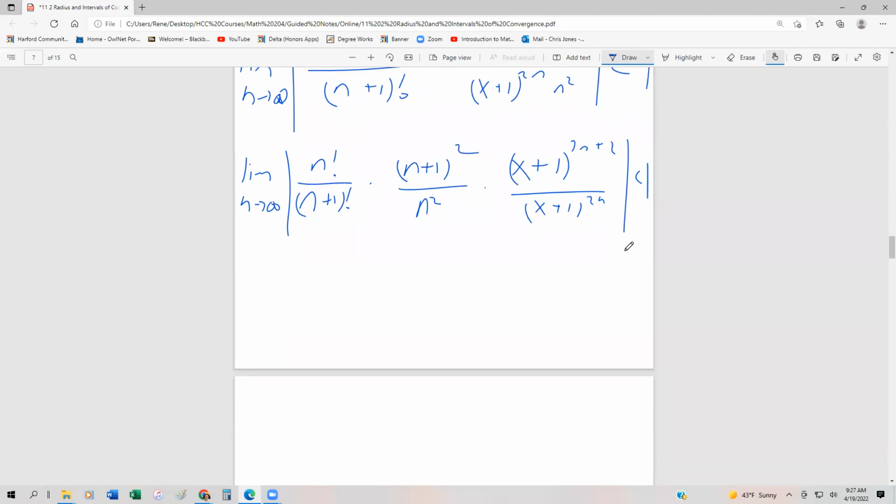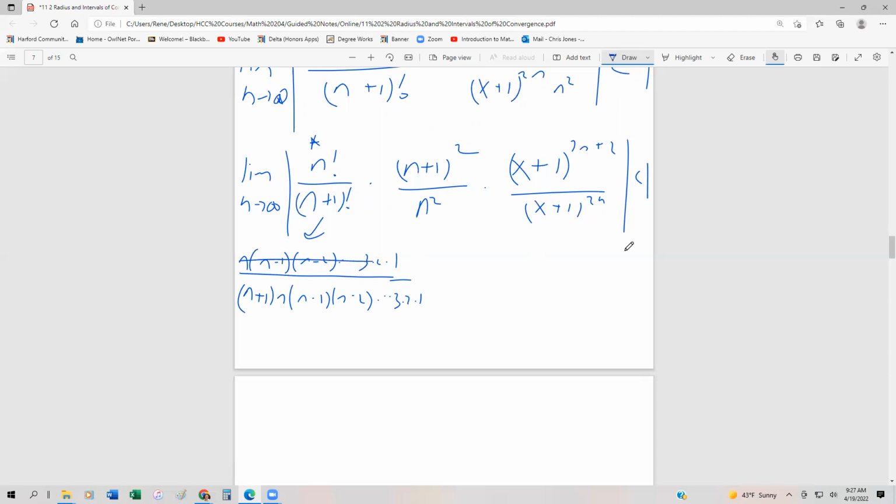All right, so some good news is that if I wanted to, I could simplify this whole thing by using the definition of the factorial. So remember, we have n times (n minus 1), (n minus 2), all the way down to 3, 2, 1. And then in the denominator, we're going to have (n plus 1) times n times (n minus 1), (n minus 2), all the way down to 3, 2, 1.